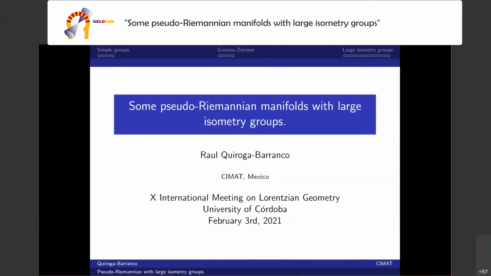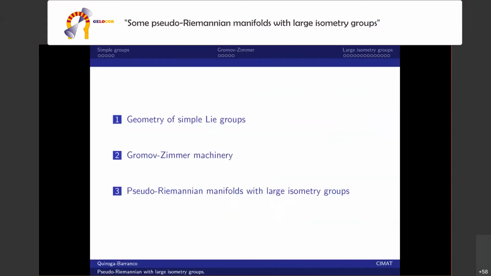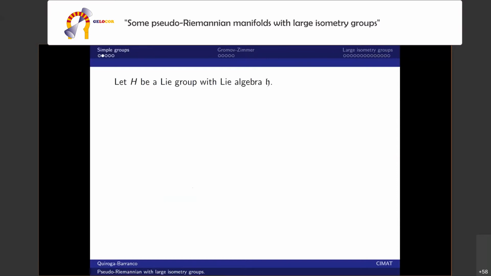This is going to be about pseudo-Riemannian manifolds, so not just Lorentzian manifolds, but any index or any signature. What we want to consider is what happens when some pseudo-Riemannian manifolds carry a large isometry group. First I'm going to describe the basic object, simple Lie groups. The basic idea is to follow Zimmer's program, the Gromov-Zimmer machinery, and at the end, some results that come out of these considerations. The first part is really just establishing some notation.